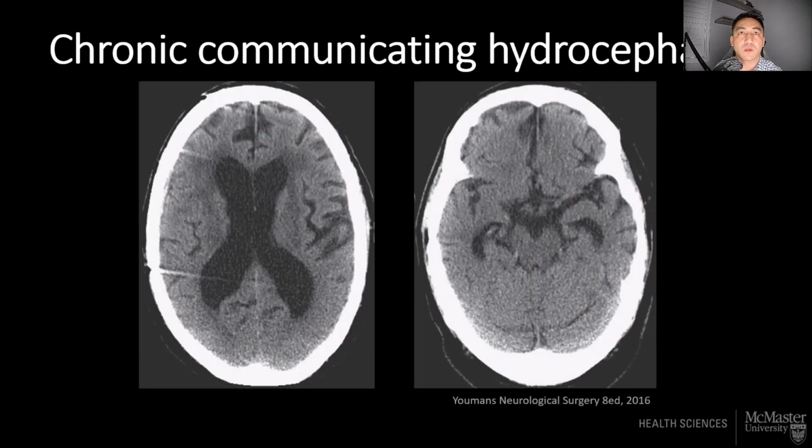Here's an example of communicating hydrocephalus post-traumatic injury. The aqueducts and foramina are patent, and you also shouldn't see features of normal pressure hydrocephalus.